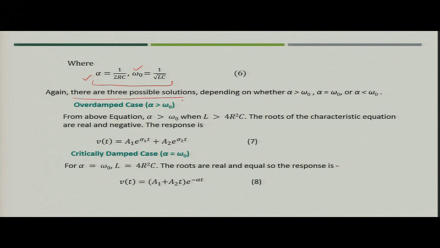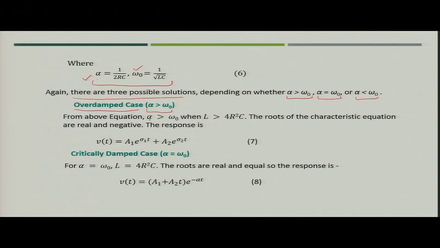So, similar to your series RLC circuit, in this case also you will get three possible solutions. The conditions for these possible solutions would be: one condition is alpha greater than omega naught, second is alpha equal to omega naught, and third is alpha less than omega naught. Now, when alpha is greater than omega naught, you call it the overdamped case.